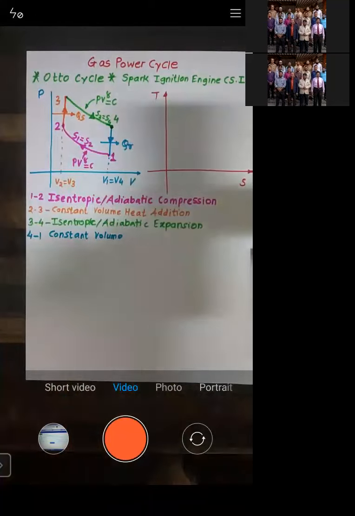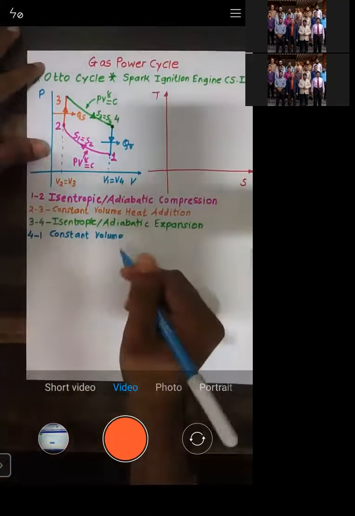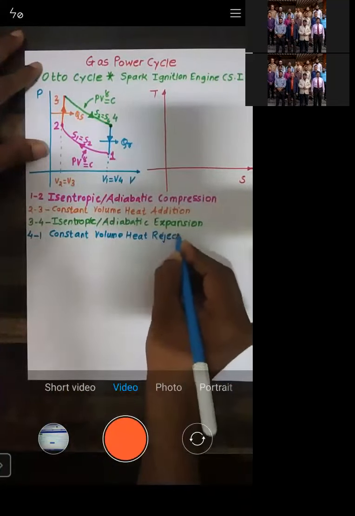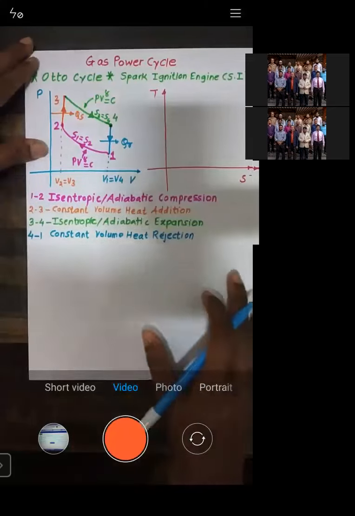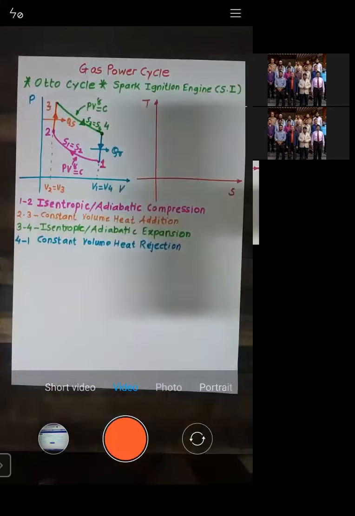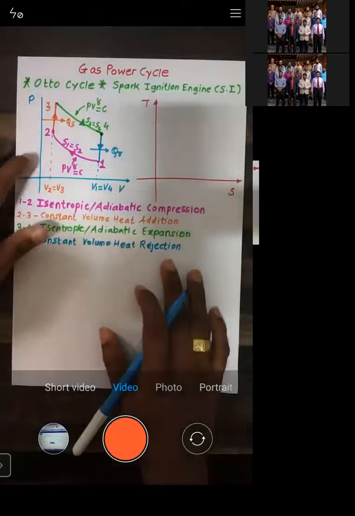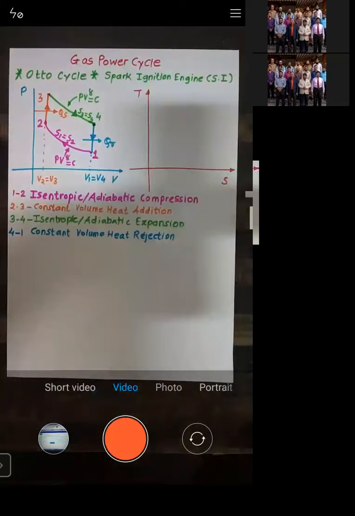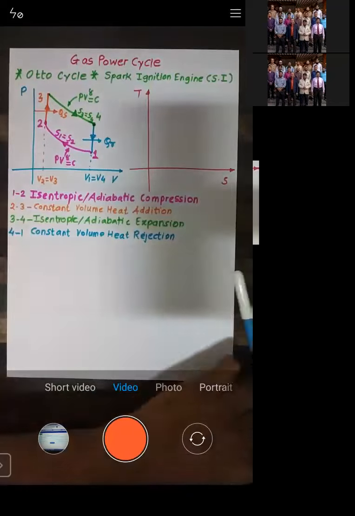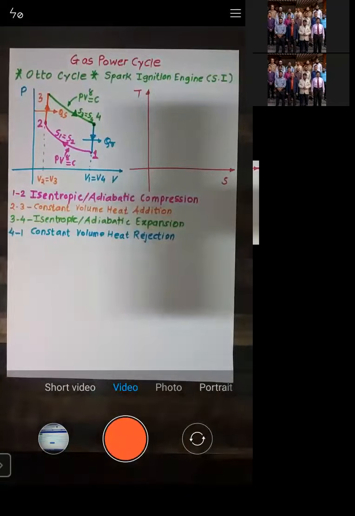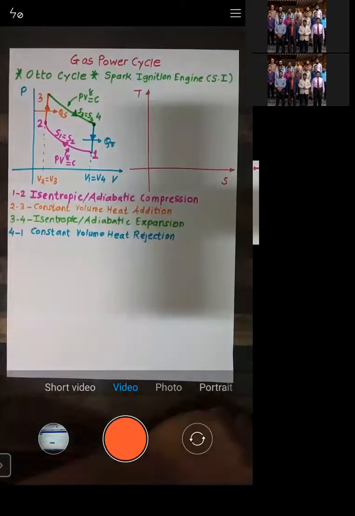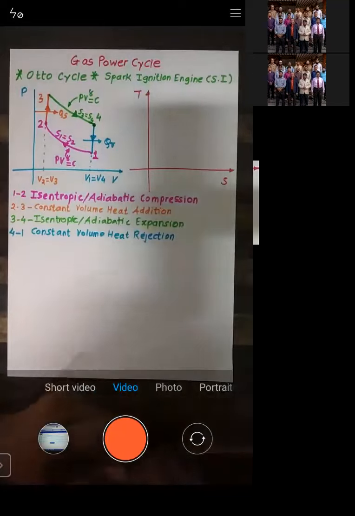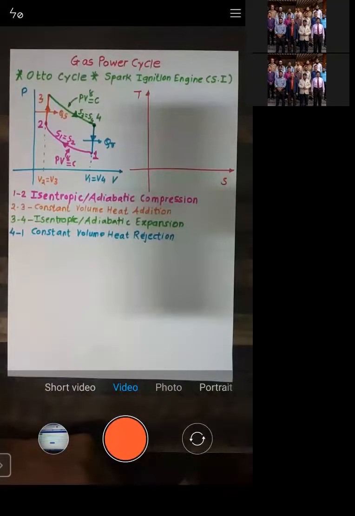So is it okay with this one? Have you understood? So it's a constant volume heat rejection. Is that clear? Have you understood these processes? Constant volume heat rejection. Is it okay? All of you have understood the process? Yes, you can respond. Is it okay with the process? Have you understood the process?